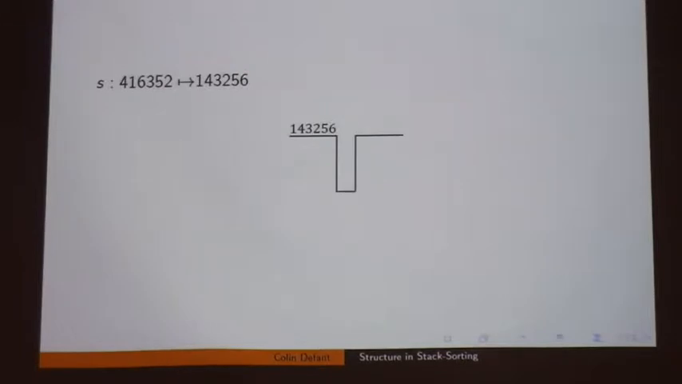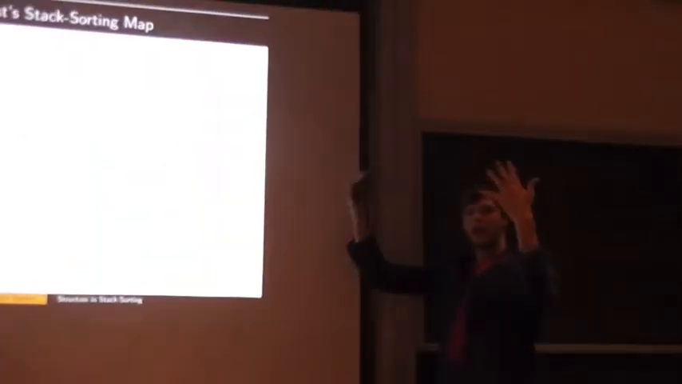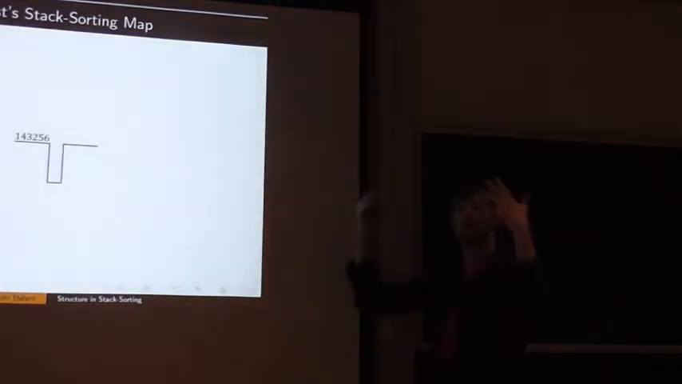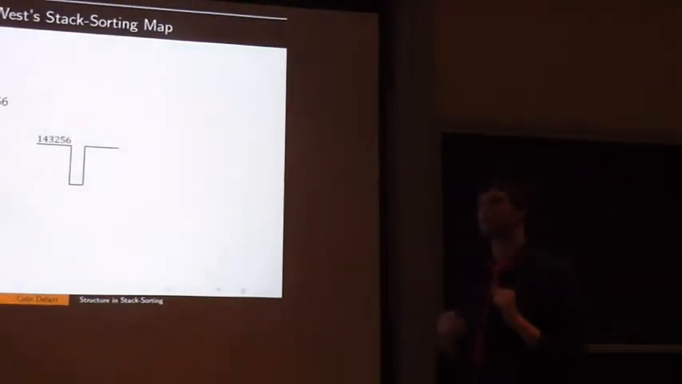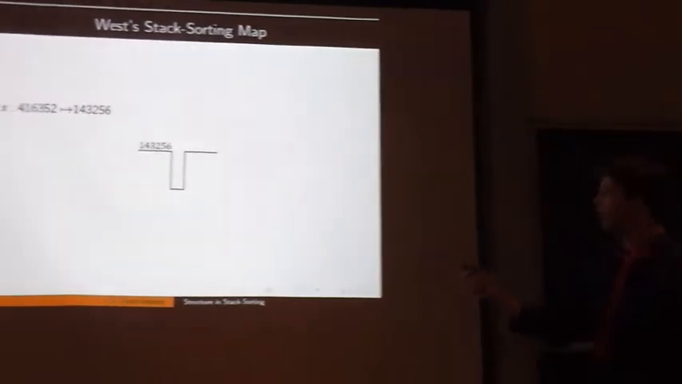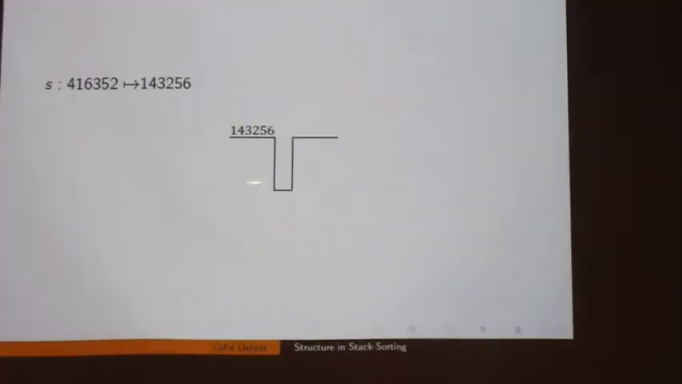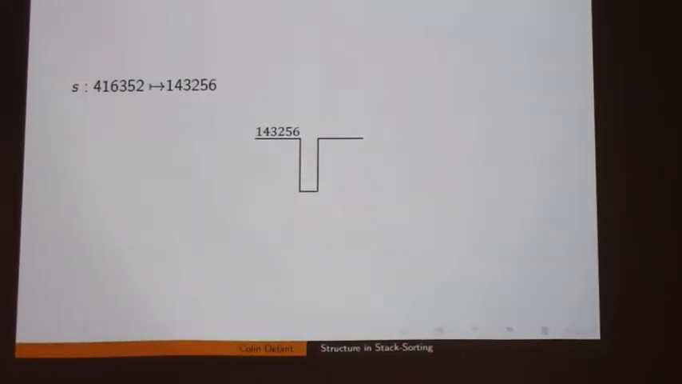Now, this is a sorting map. The idea is you're supposed to take a permutation, send it through this stack, and as the output, it should be sorted into the identity permutation 1, 2, 3, 4, 5, 6. Now here you can see we did not get 1, 2, 3, 4, 5, 6. We got something else. And so you could think, okay, it didn't work.